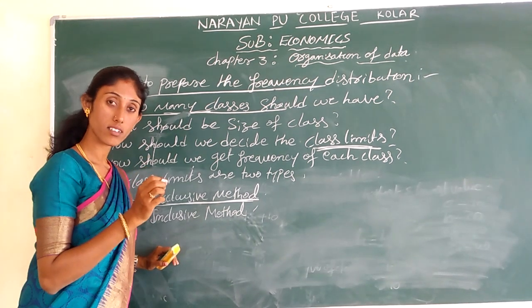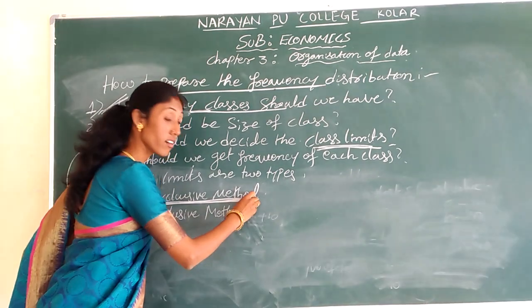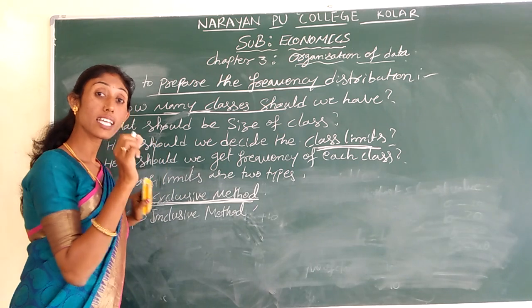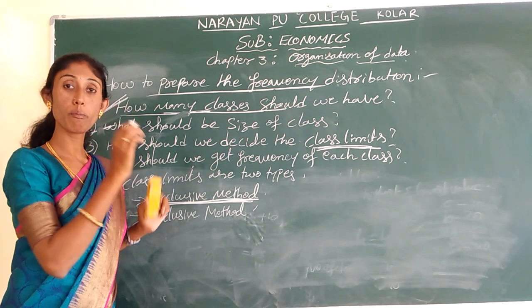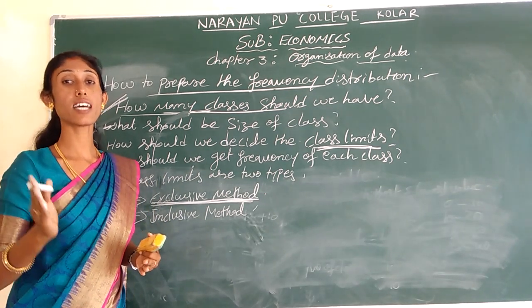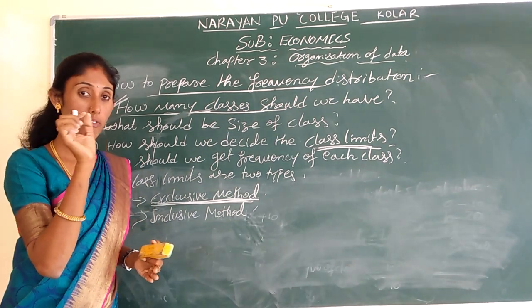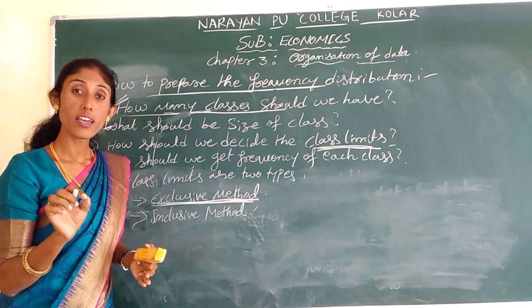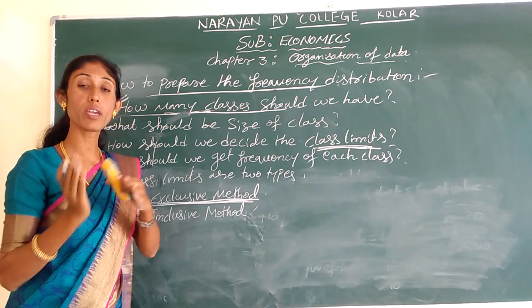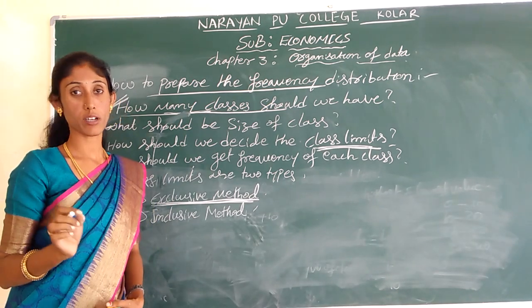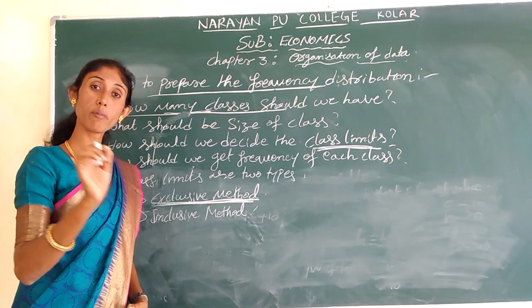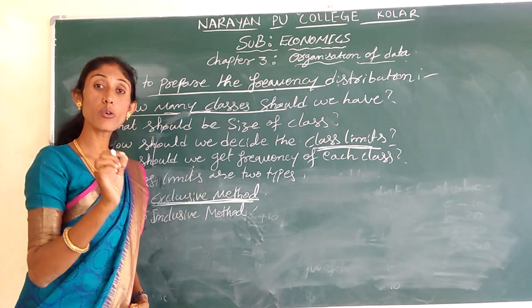Here, very simple. Exclusive method, in the sense that in the exclusive method the upper class limit of one class will be moved to the next class as the next class lower limit. The upper class limit of one class will be equal to the lower class limit of the next class. This kind of class limits will be called the exclusive method.